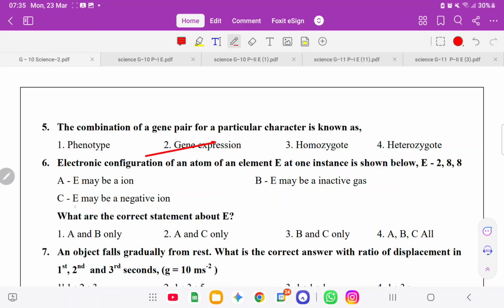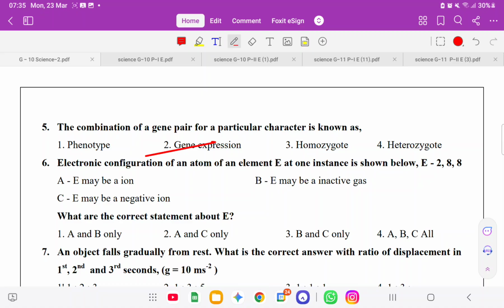Sixth one: the electronic configuration of an atom of an element E at one instance is shown below. 2, 8, 8, right? So E may be an ion, it is possible, 2, 8, 8. This is a noble gas state, which means it could be a negative ion or a positive ion. It may be an inactive gas.